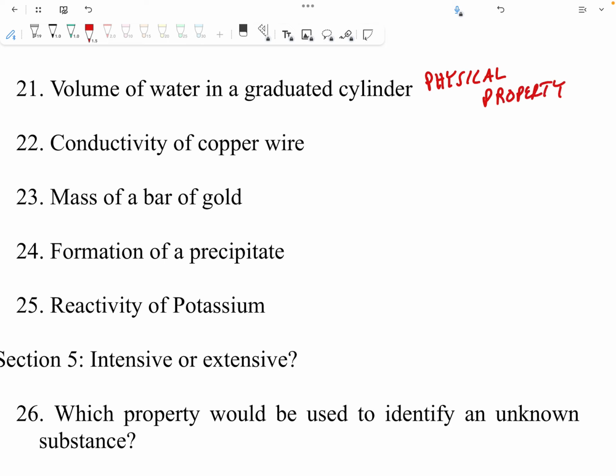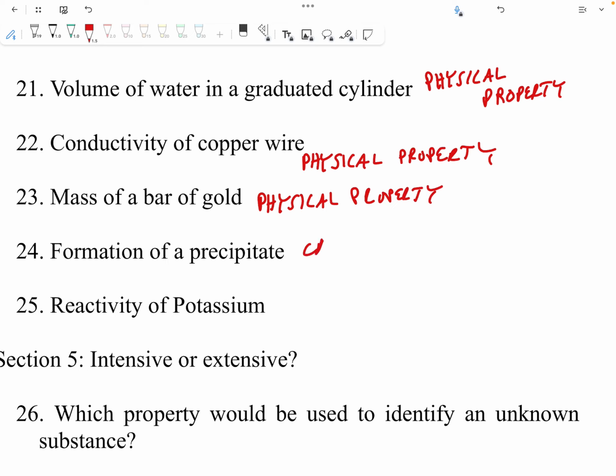Conductivity in copper wire, that is a physical property again. The mass of a bar of gold, that is a physical property. Okay. Formation of a precipitate, that is a chemical change. You had two chemicals mixing and you formed something new. That's a chemical change. And the reactivity of potassium, reactivity is a chemical property. Okay? There you are.